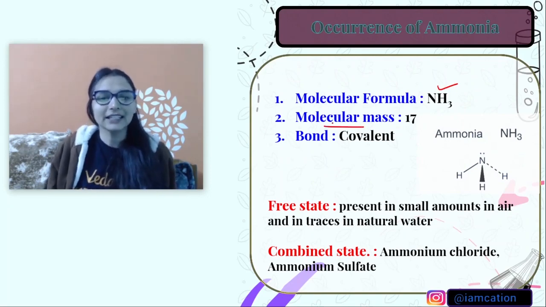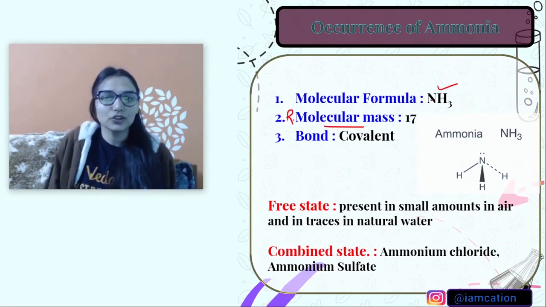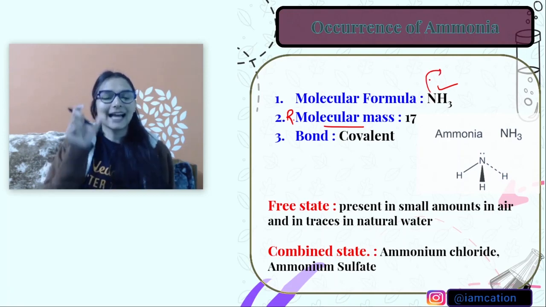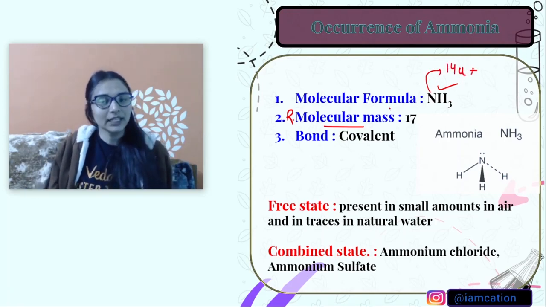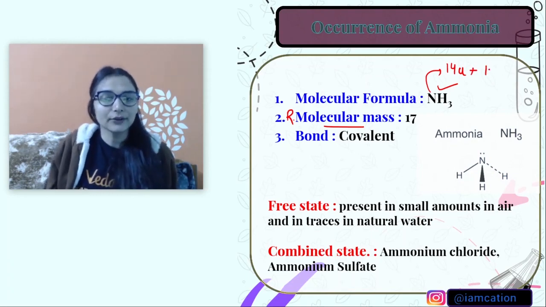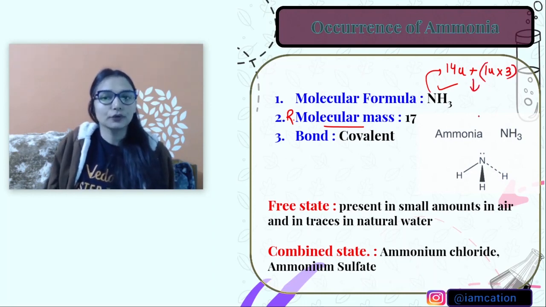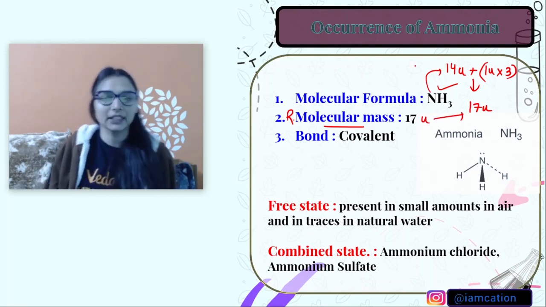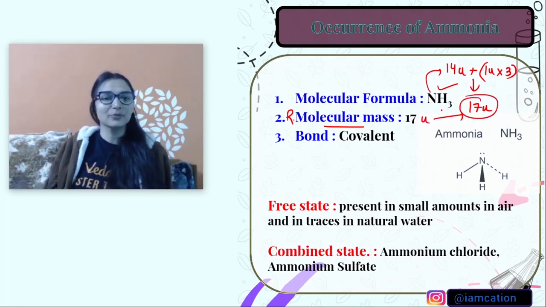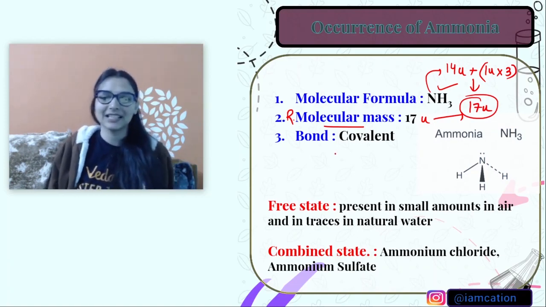If you calculate the relative molecular mass, ammonia has nitrogen: one nitrogen atom has a relative atomic mass of 14, and 3 hydrogen atoms, where one hydrogen has a relative atomic mass of 1, so for 3 it is 3. So 14 plus 3 is equal to 17 atomic mass units. The relative molecular mass for ammonia comes out to be 17, and the type of bonds present in it are single covalent bonds.